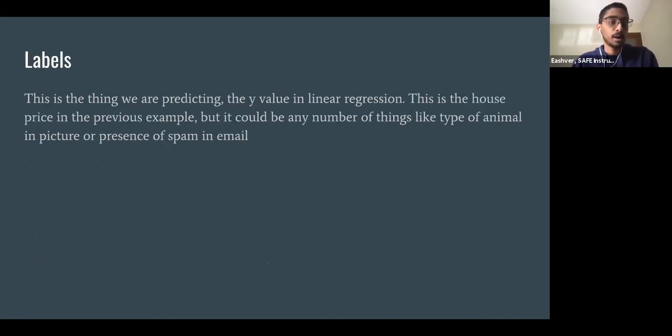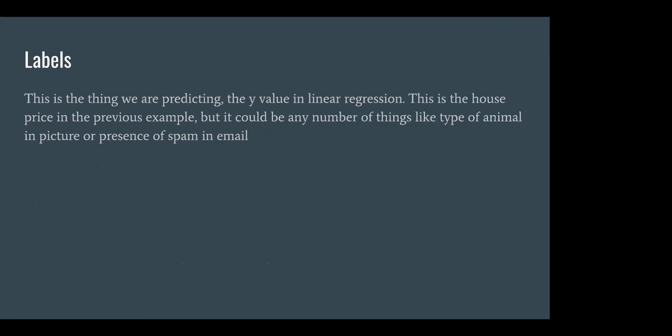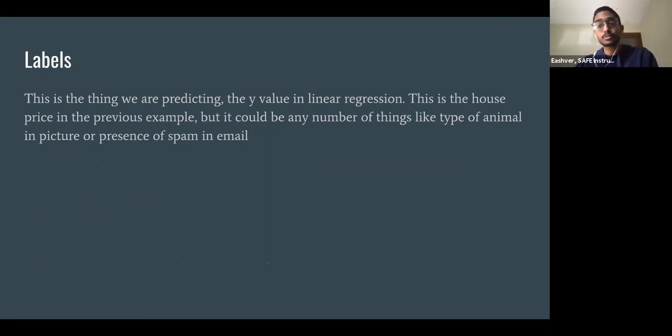And then our output, or label, is the thing that we're trying to predict. In that previous example, we're trying to predict house prices, the monetary value of the price of a house. But it could be anything, like the type of animal in a picture or the presence of spam in an email. There's a ton of things that we can predict, and a ton of inputs to make those predictions.